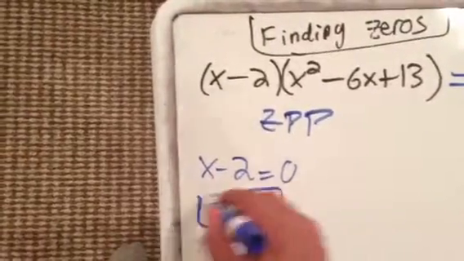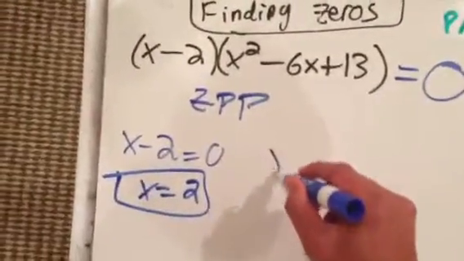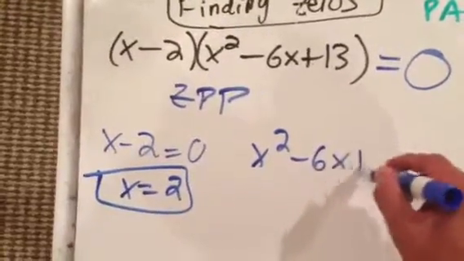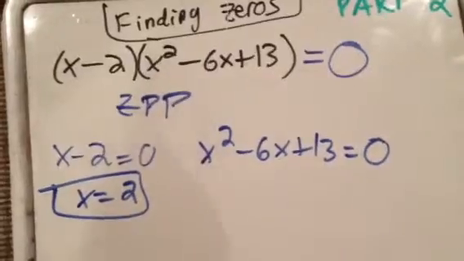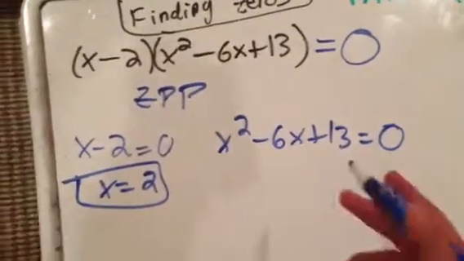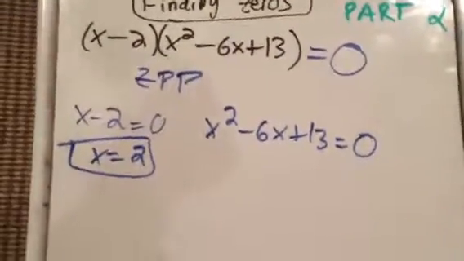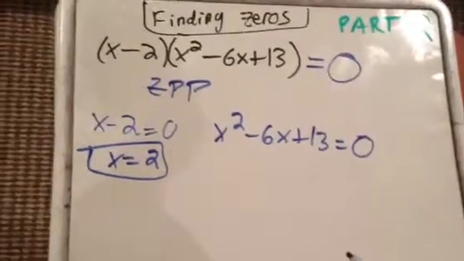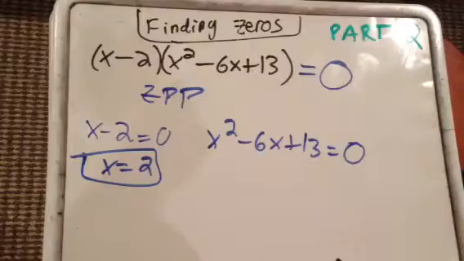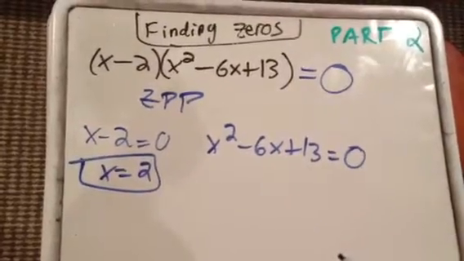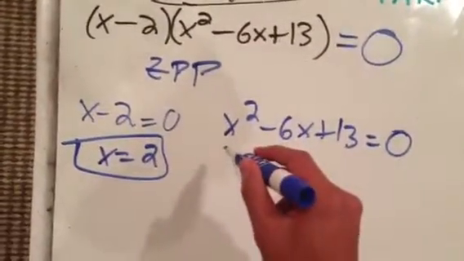Simple. But this may not be so simple. We'll see. x squared minus 6x plus 13 equals 0. Now, of course, we could factor this, but there's only one problem. What are the factors of 13? Plus or minus 1 and plus or minus 13. But none of those factors, in any combination, add up to negative 6. So we need to use the quadratic formula.